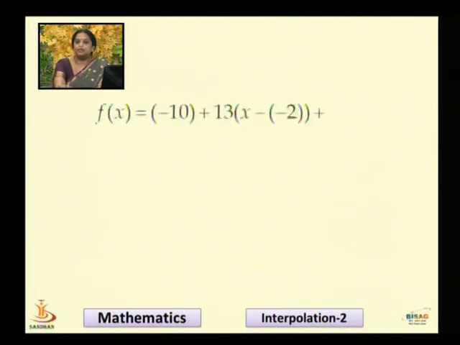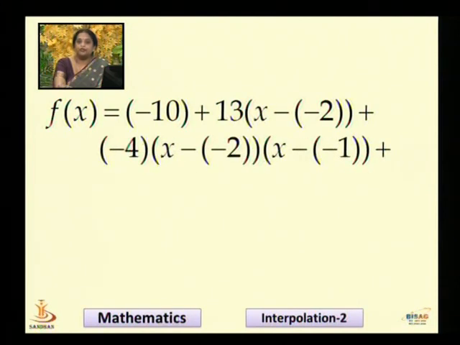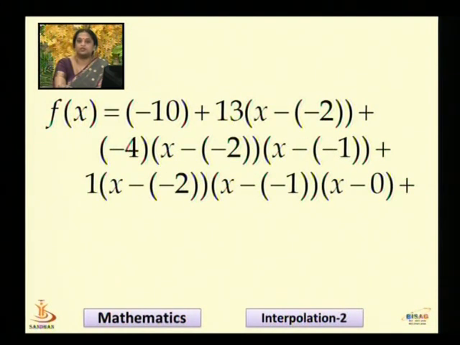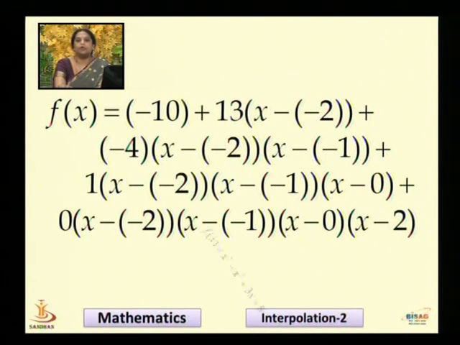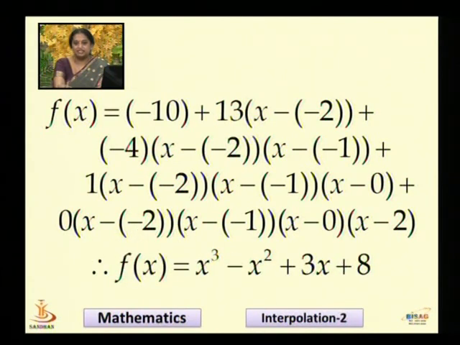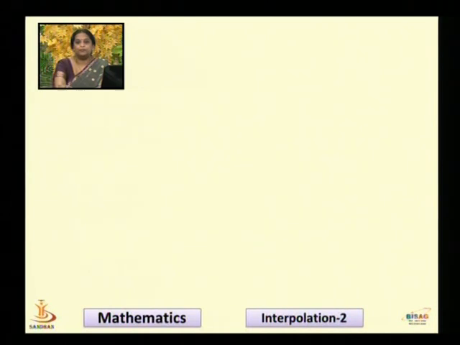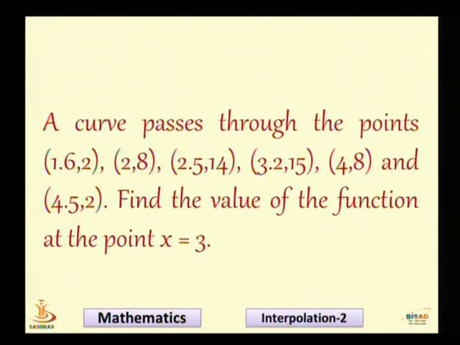Substituting the values from the difference table of the first row into this equation, we will get the form of the polynomial as fx is equal to x cube minus x square plus 3x plus 8. This is a polynomial of the degree 3. Now let us take another example for divided difference interpolation.